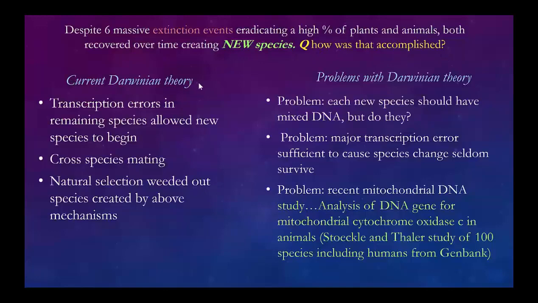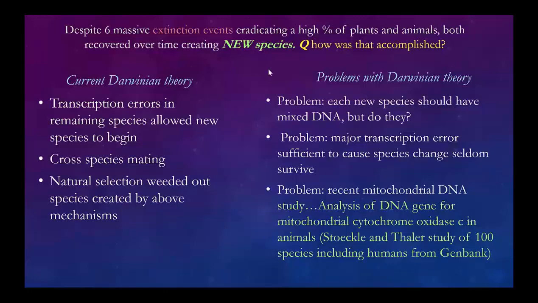The Darwinian theory was developed. It said that transcription errors in the DNA allowed new species to begin. They had new DNA because the old DNA was transcribed in error, but it was good enough to live, and they now had a new species. Also, cross-species mating was another possibility. And then natural selection would weed out those species created by these mechanisms that didn't have the strength to survive.